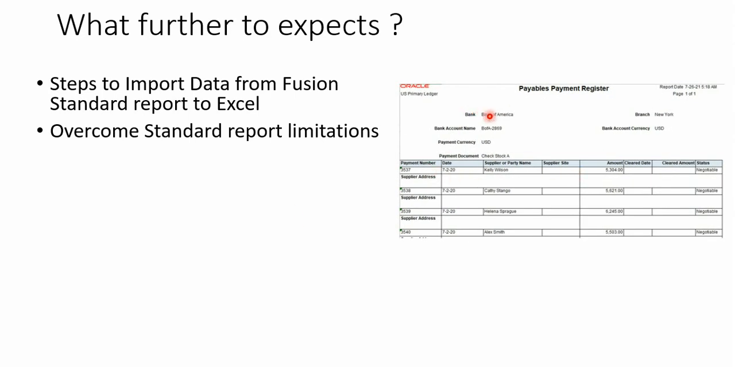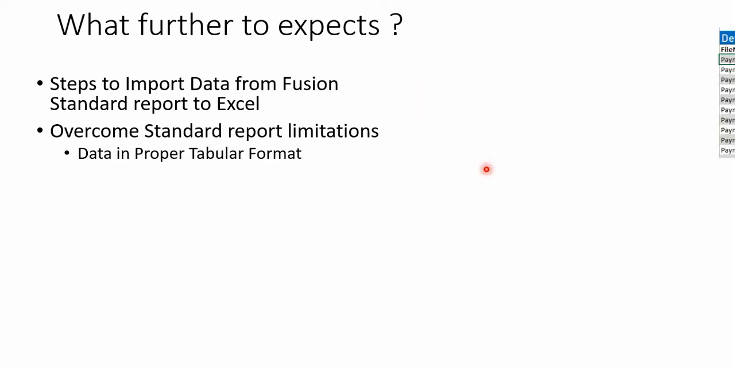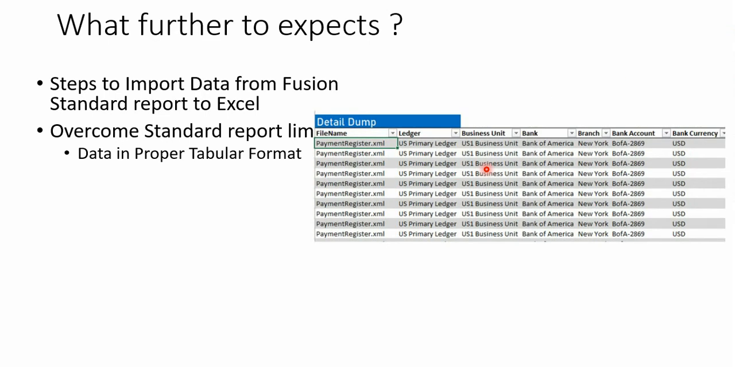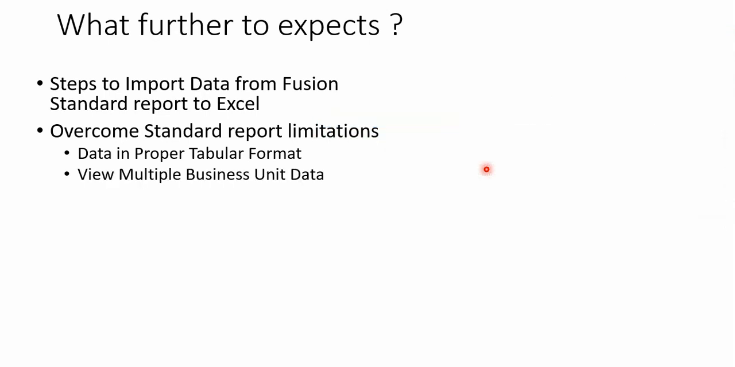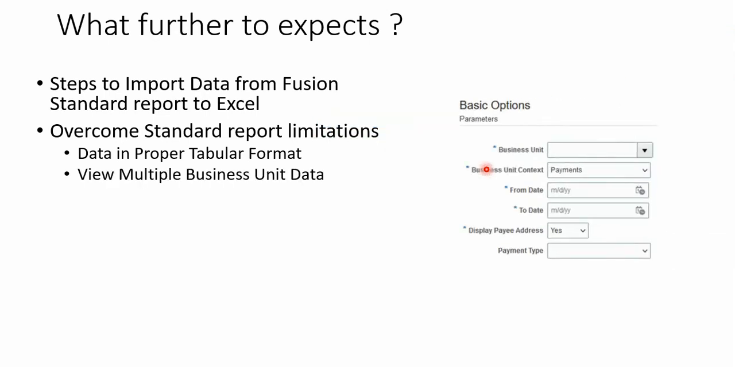There are some dates at the header level, so I cannot filter or make any summarization on this report. So one thing is we need to make this data into a proper tabular format. Second, this report runs on a single business unit. Business unit is a mandatory parameter, but when we want to see data across multiple units, this was the limitation in the standard report format.